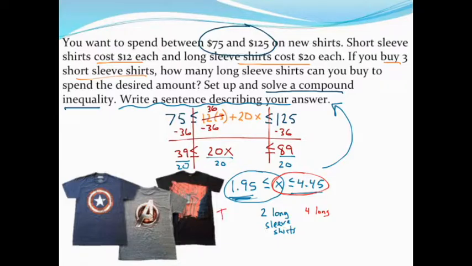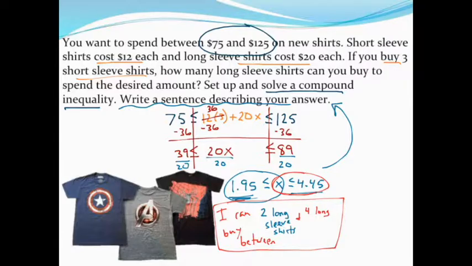So I'm going to say I can buy, and then I'll just say between two long sleeve shirts and four long sleeve shirts. If you can piece this together to make a sentence, I'm not going to rewrite the whole thing, that's going to be the sentence that describes this. And it's super easy to go back and check.